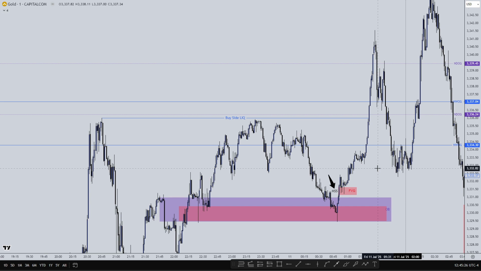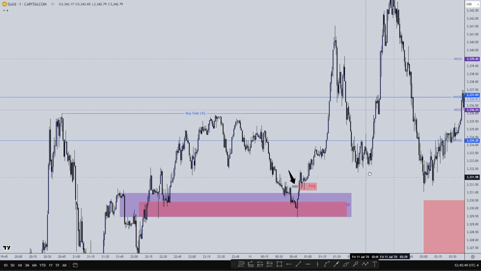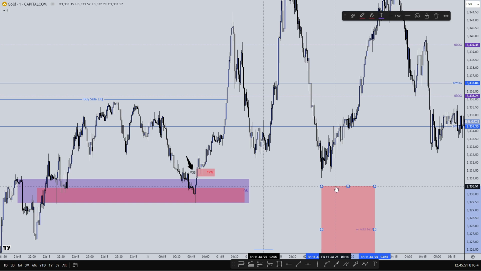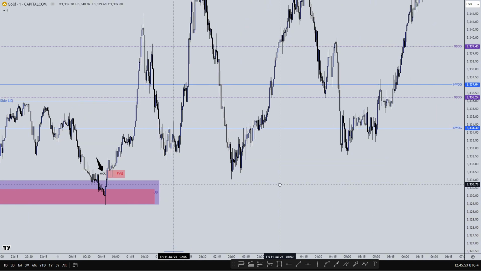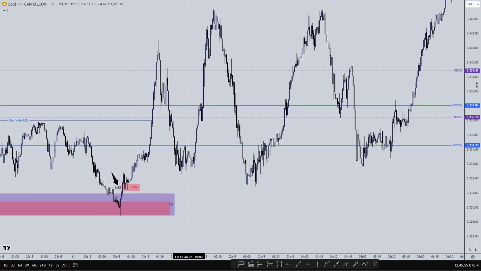So for me, that's it, because I was aiming for this buy side. So this is how to identify the order block, and this is what you need to look for in order to trade the London session. But I want to show you another thing which is really important.